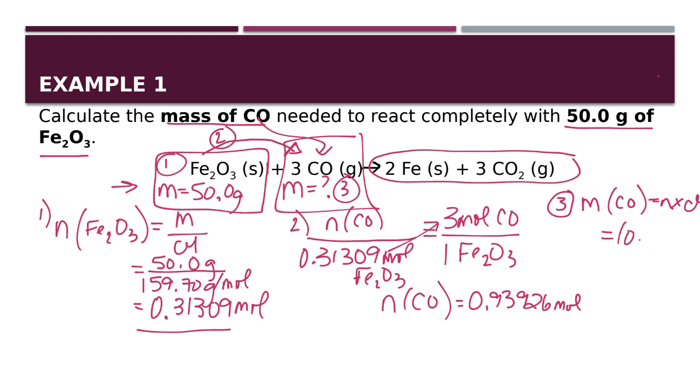So my mole value is 0.93926 mole, and I'm going to multiply that by the molar mass of carbon monoxide, which is 28.01 grams per mole. So I'm going to have close to that because I have close to a mole. I have 0.939, so it'll be just under 28 grams, and we're going to round to 3 sig figs here. I get an answer of 26.3 grams.